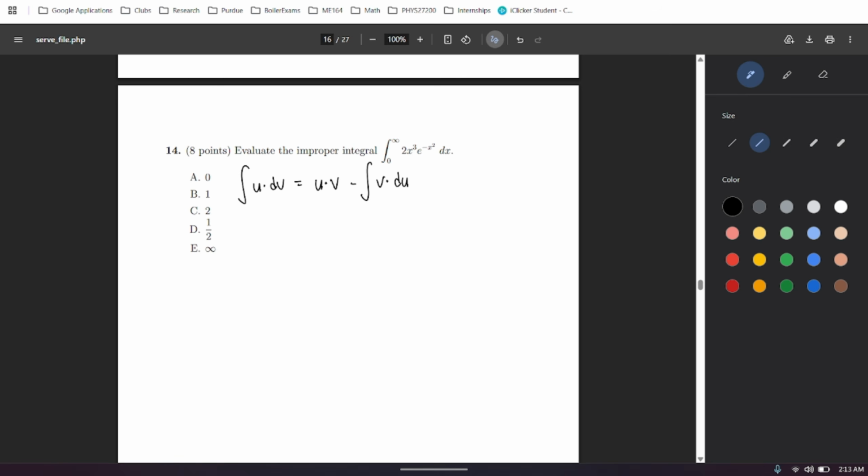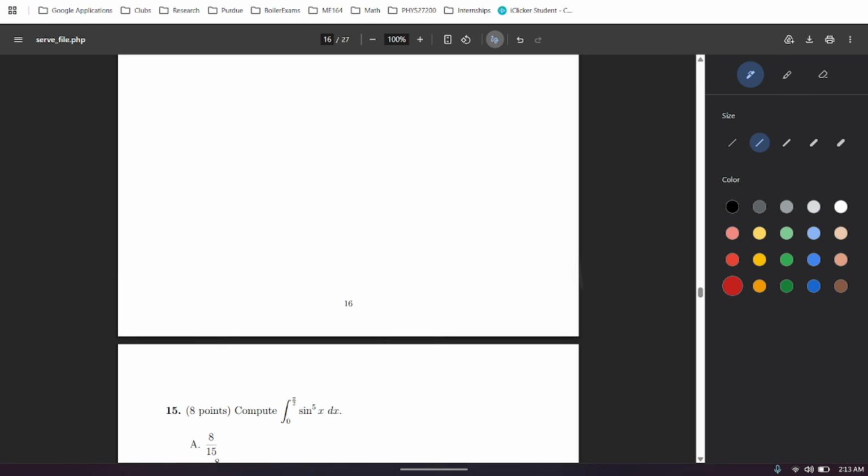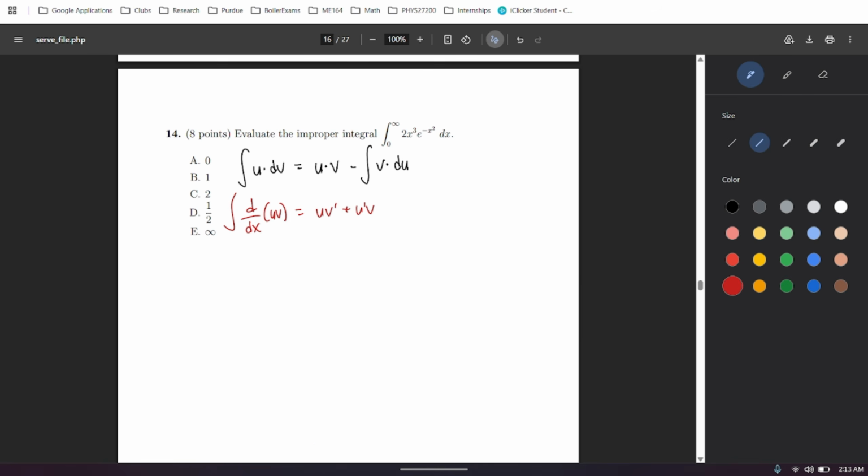Now this formula may look out of the blue at first, but this is essentially the reverse of the product rule. As you remember, the product rule says that if you have the derivative of two functions multiplied together, that becomes u v prime plus u prime v. Then when you integrate both sides, you pretty much end up getting integration by parts.